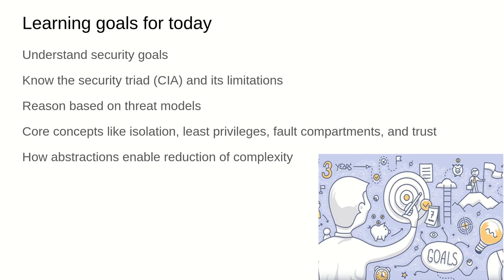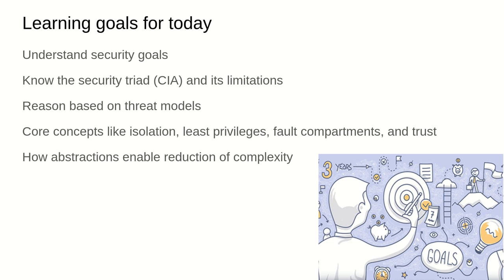Some of the learning goals for today are to understand security goals, know what software security stands for, be aware of the security triad, CIA, confidentiality, integrity, and availability, and its limitations, reason based on different attacker models and threat models, and understand core concepts that we'll be using throughout the course, like isolation, least privileges, fault compartments, and trust that we have in certain components and abstractions. And then also understand how abstractions enable a reduction of complexity so that we can trust a certain abstraction and then reason about the API that the abstraction actually gives us.